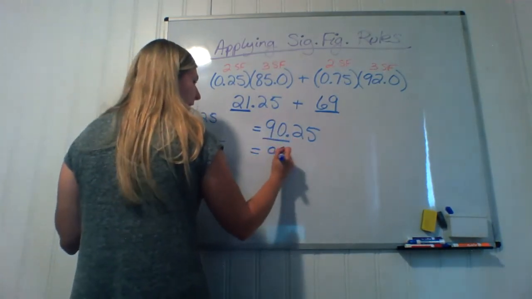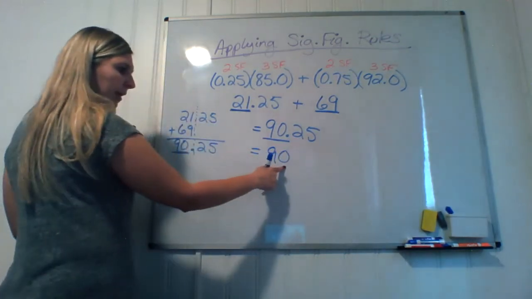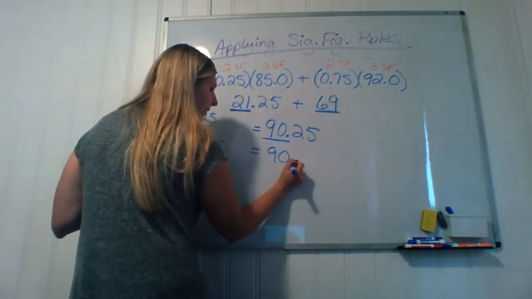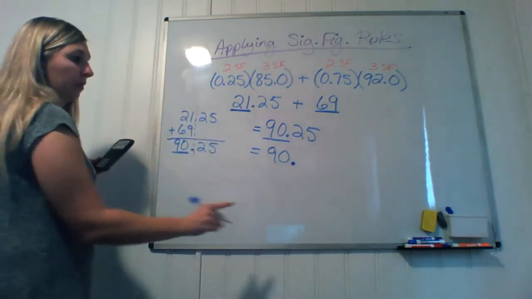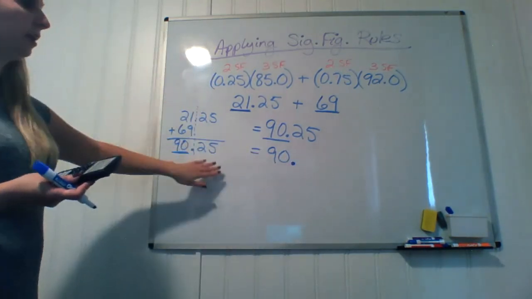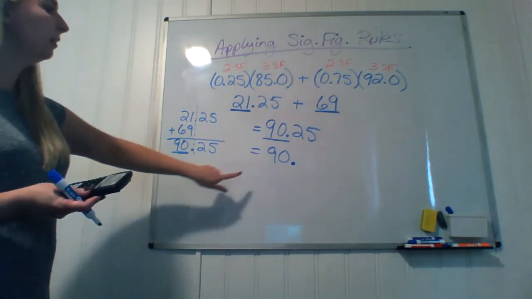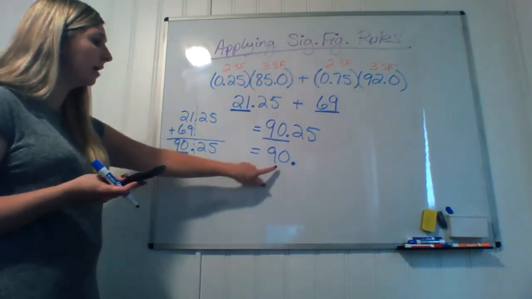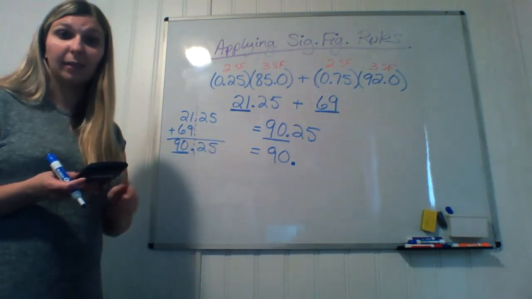So now, how do we represent this 0 as being significant? We place a decimal at the end of the value. And now that is your final answer for this calculation. Final answer is 90 with a decimal point at the end to indicate that that 0 is significant.